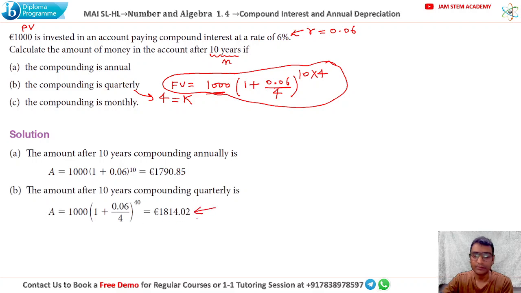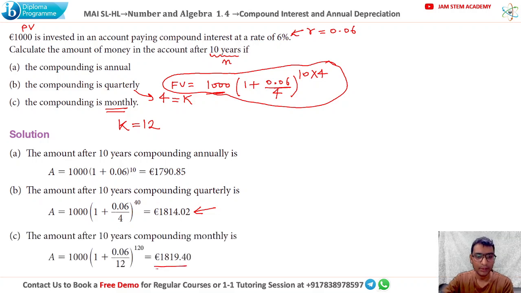And that gives me the answer as 1814.02. Now for monthly, you are getting the interest compounded every month, meaning 12 times in a year. So K is 12 for this. Simply replace K by 12 and we get our answer as 1819. And you can see the effect. If the compounding is done yearly only, we get this amount; for quarterly and monthly, if the compounding is done monthly, we get more amount as compared to the previous.